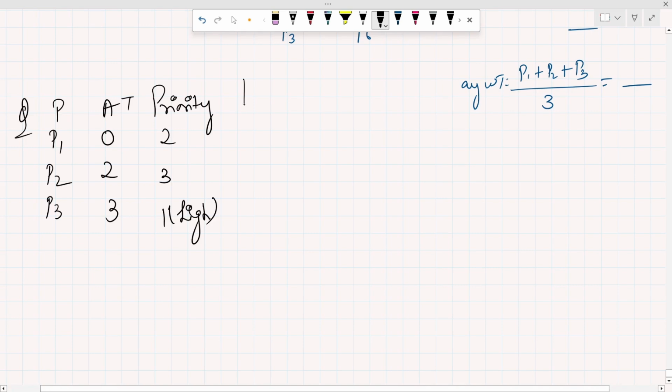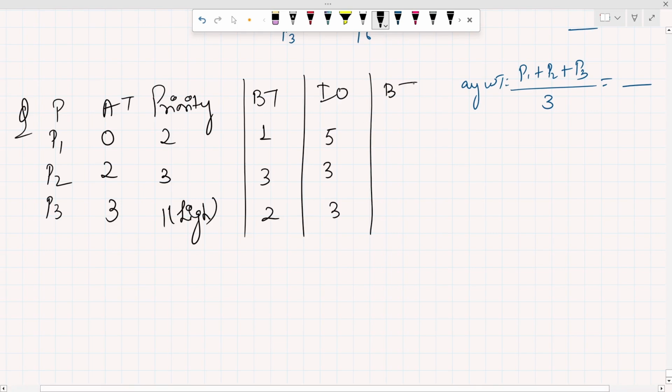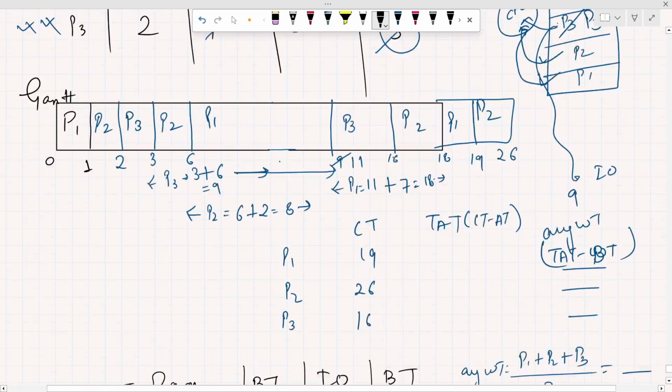After that, the burst times for P1, P2, P3 are 1, 3 and 2, and the IO operation times are 5, 3, 3, and again the burst times are 3, 1, 1. What you have to do is the same thing that we did in this question.